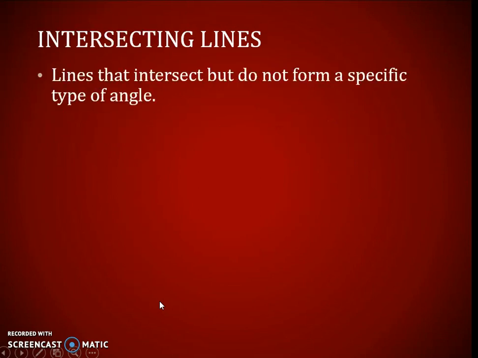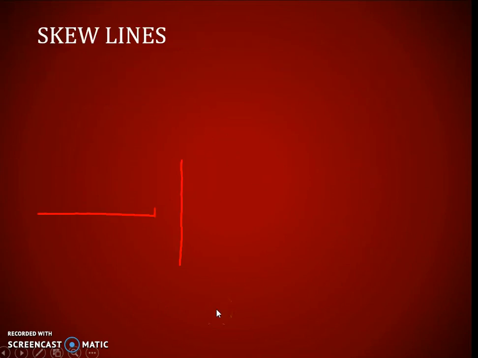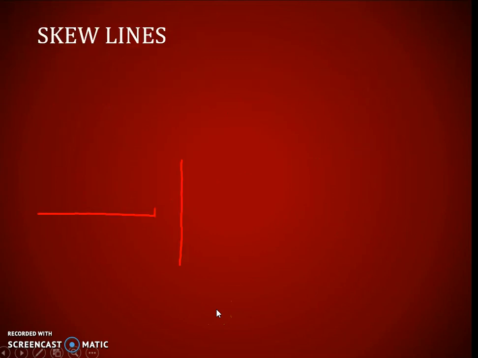Intersecting lines means lines that intersect but do not form specific types of angles. So right here, they just intersect. They don't have specific angles. They're not perpendicular. They're just intersecting. Lines M and N are intersecting. So they're just intersecting lines.